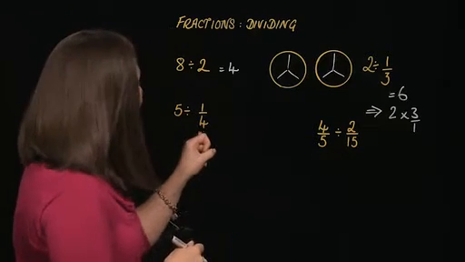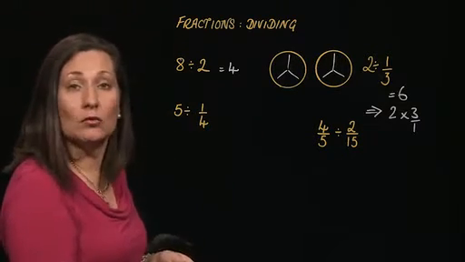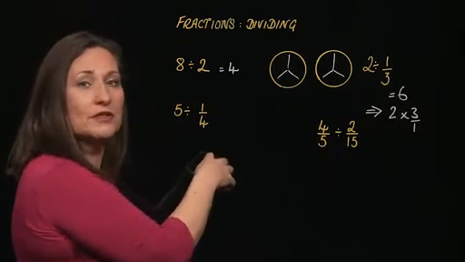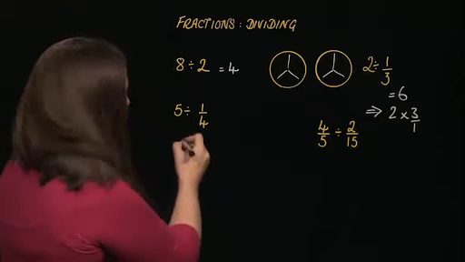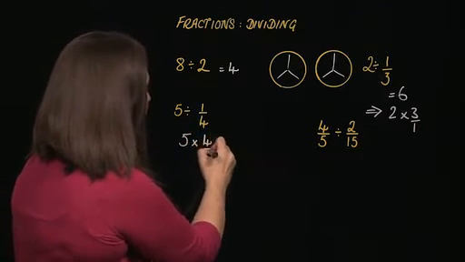Now, are we going to use that here? Let's have a look. How many quarters go into 5? Well, 4 quarters is a whole. So we've got, imagine 5 circles and they're all cut into quarters. That's 5 times 4. In other words, 5 times 4 over 1.